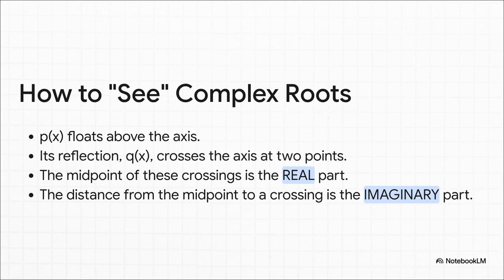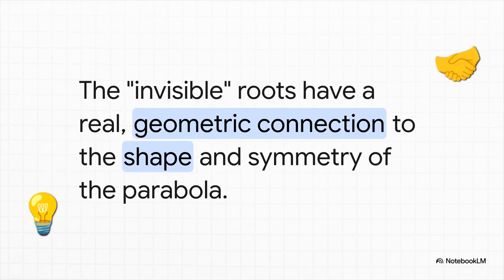And right here, this is where it all comes together. Those 2 points where our reflected parabola crosses the axis hold the secret. The exact midpoint between them, that's the real part of your complex solution. And the distance from that midpoint out to one of the crossing points, that gives you the imaginary part. It's all been right there on the graph the whole time. So what this brilliantly shows us is that complex roots aren't just some abstract algebraic trick, they are physically, geometrically tied to the very shape of the parabola itself. They weren't missing, they were just hiding in its symmetry and its reflection.